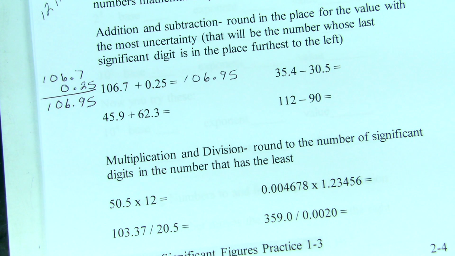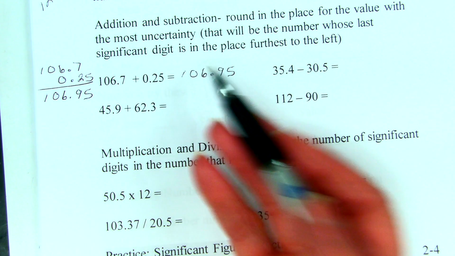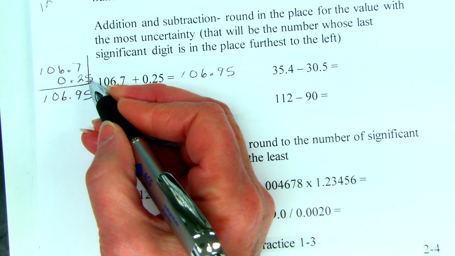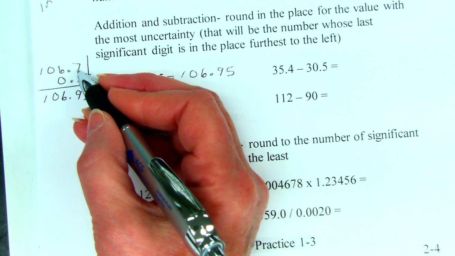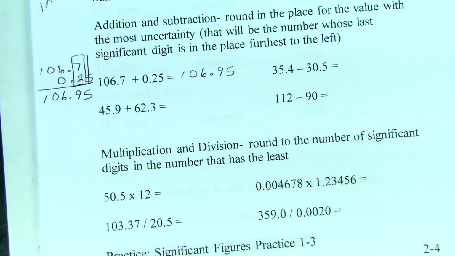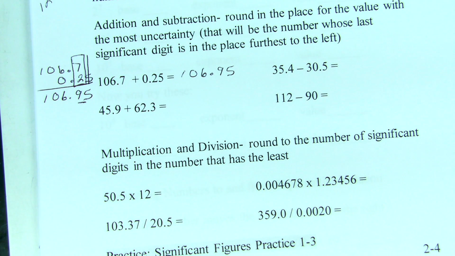we look at the place that has the least significance. The number whose last significant digit is in the place furthest to the left. So if I start lining them up, this has a significant digit in the hundredths, but this one doesn't. So the tenths place is where all of my numbers have a significant digit. So I have to stop in the tenths place. Since I have to now stop in the tenths place at 106.95, what do I have to do here? I'm going to round to the tenths place.